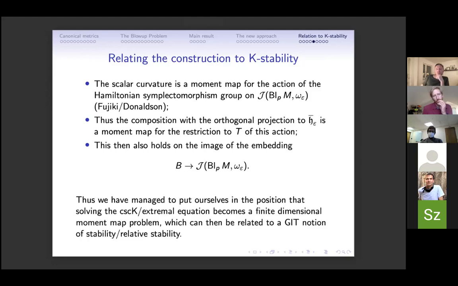So the upshot is that we have managed to put ourselves in a situation where solving the cscK or extremal equation becomes a sort of finite dimensional moment map problem. And that's what allows us to relate things to GIT or to relative stability.